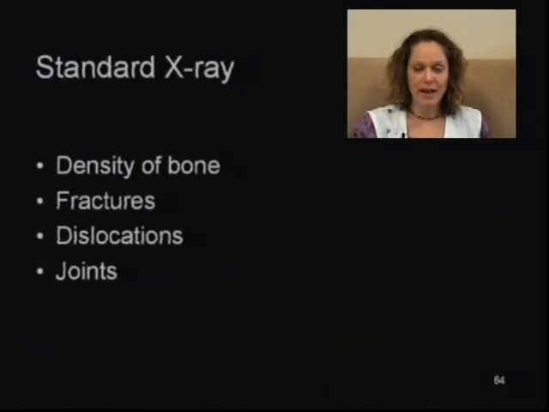And then, of course, we have our standard X-ray. And X-ray can give us information on the density of the bone, fractures. We can see dislocations on X-ray, like we saw a little bit ago with our dislocated hip. And we can see the joints. We can visualize the joints. But the advantage of MRI is to view some of the soft tissue, whereas in the X-ray, mostly we're just looking at bones.